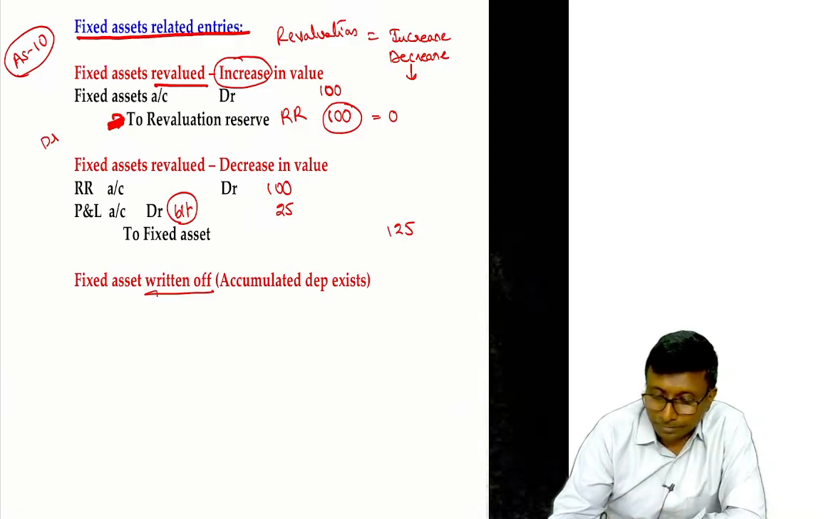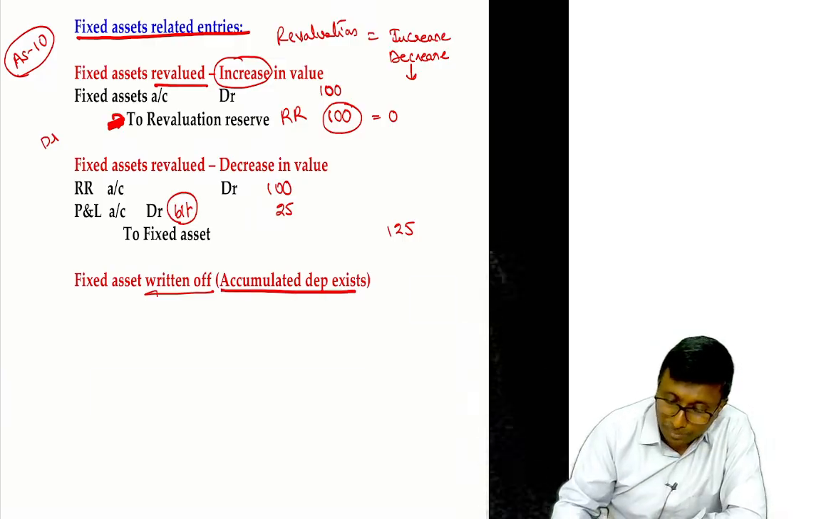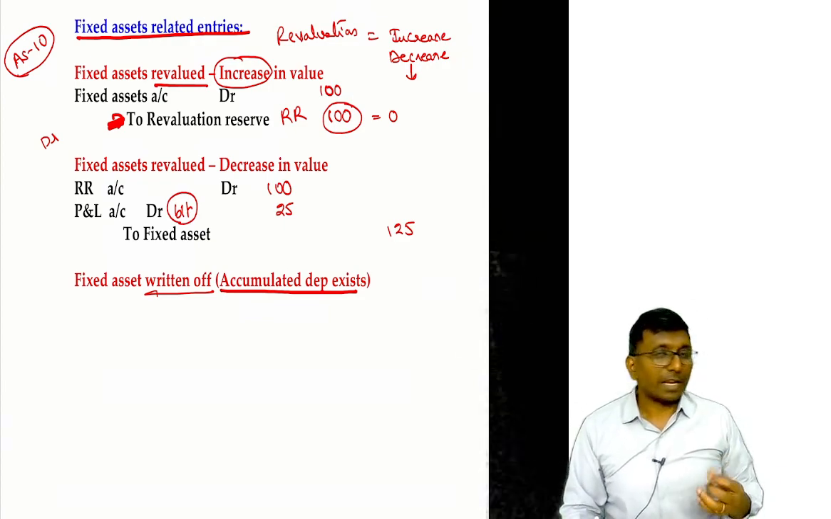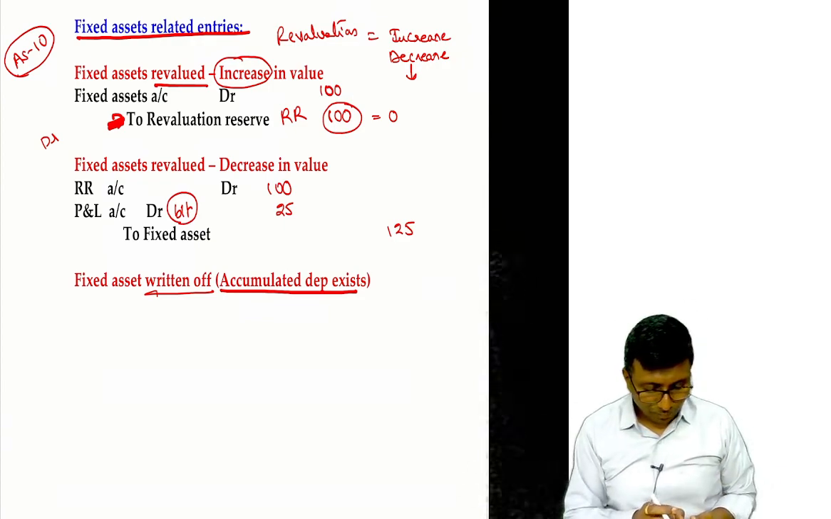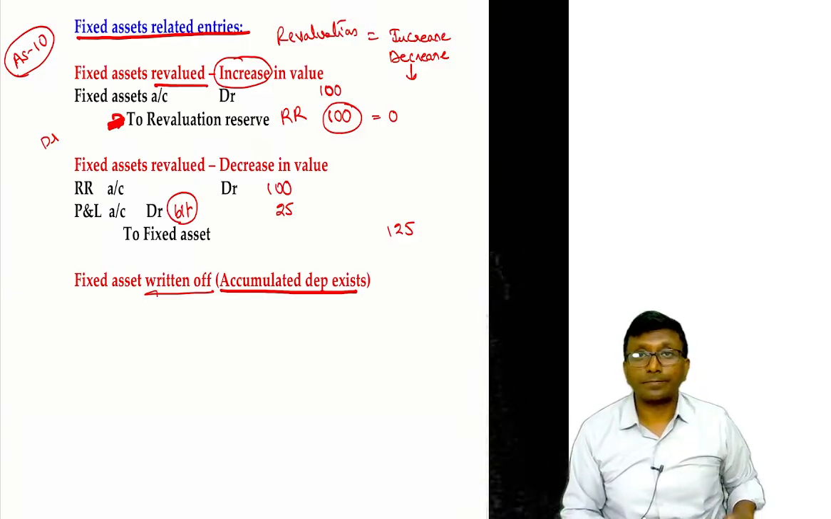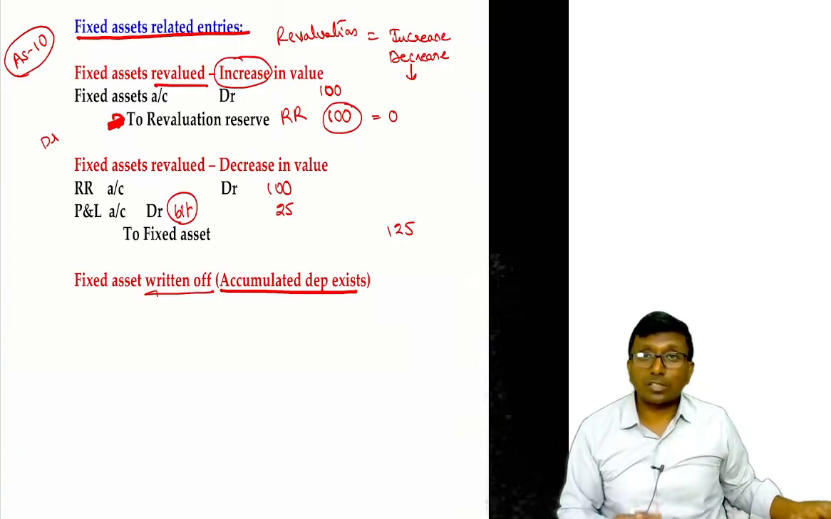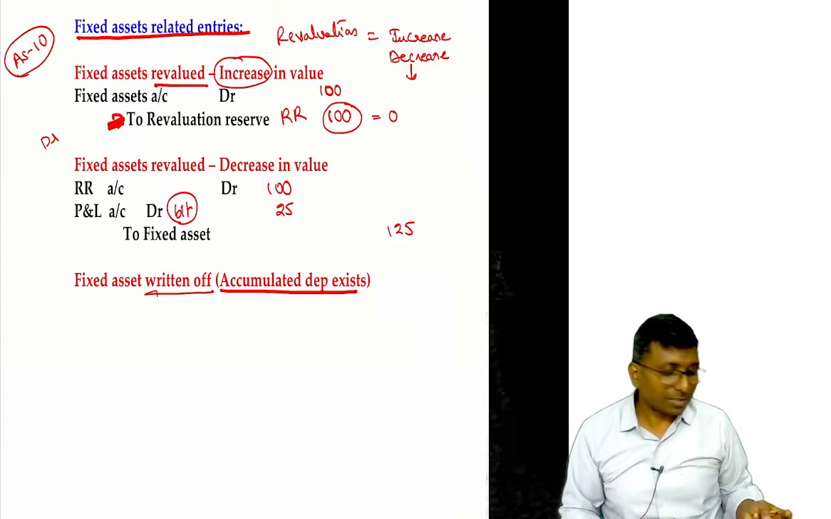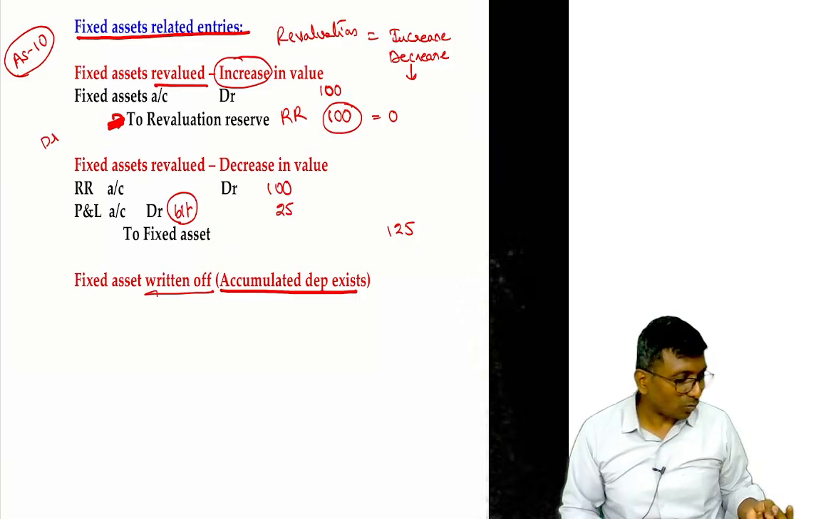Next, fixed asset written off. One more thing: there is accumulated depreciation. Written off means what? Sir, I have a computer in the balance sheet. Computer is there. Now, being an auditor, I will ask you: you are telling me the computer is there, but show me the computer physically. Oh, sorry, it's not there. It's missing.